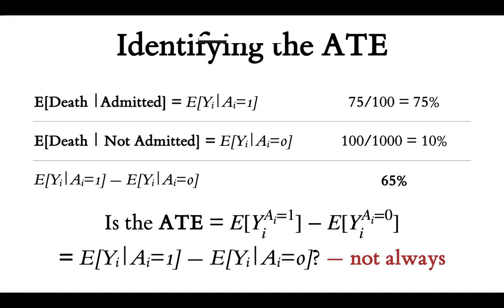And this intuitively doesn't make sense, right? So why would going to the ICU mean you're just more likely to die because you went to the ICU? So what is the problem here? If anyone wants to take a guess, what's the problem with just taking a subtraction of these two survival rates and assuming that that's the causal effect?